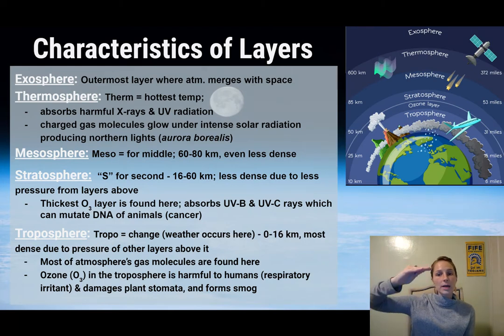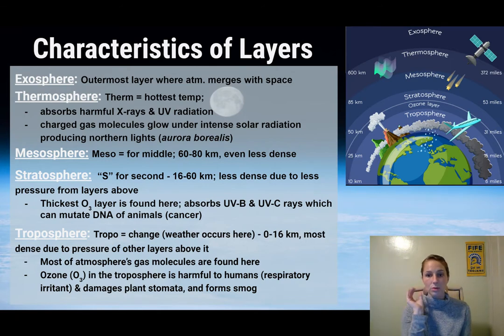Up one more layer is going to be the thermosphere. Now, therm is going to be hot. So this is where we're going to have the hottest temperature, in the thermosphere. What we're also going to have at this layer is a lot of harmful X-rays and UV radiation from the sun actually being absorbed. So it's not going all the way down to the troposphere where we are. So we are very grateful for this.